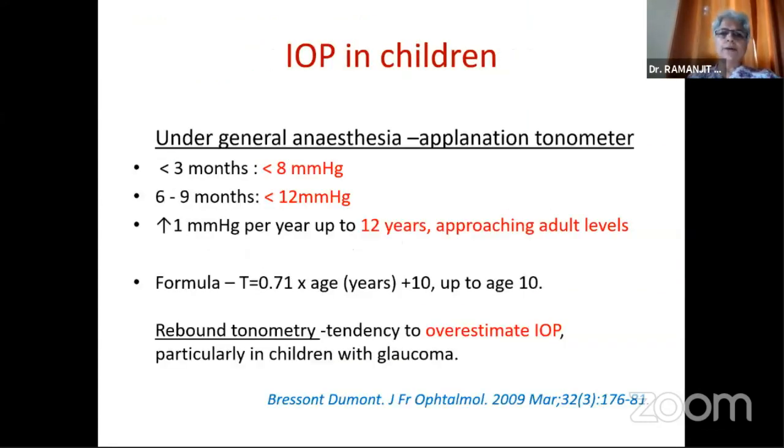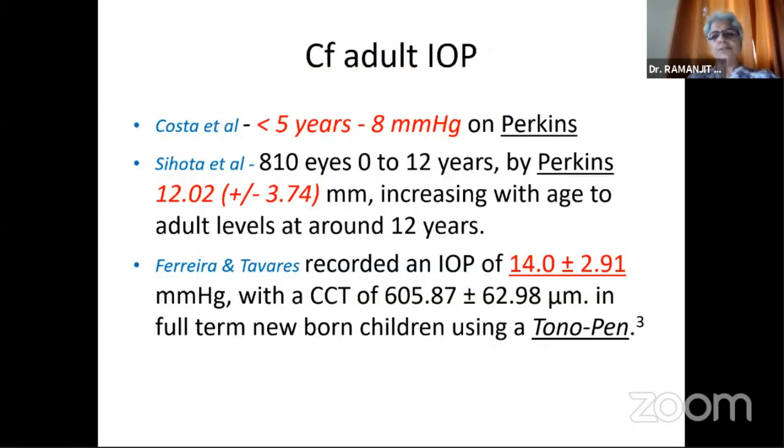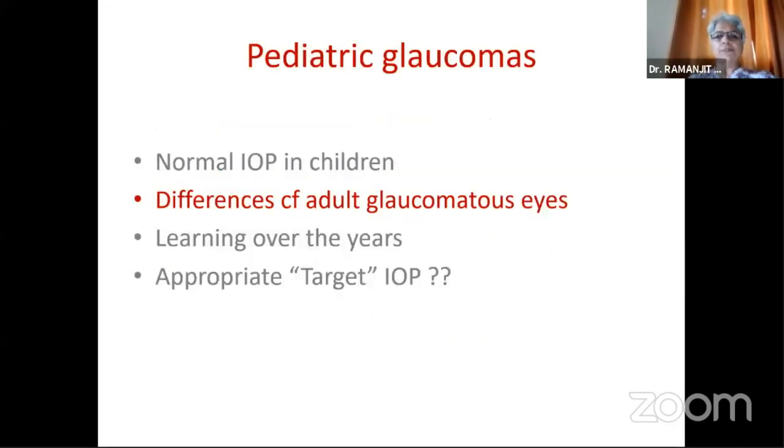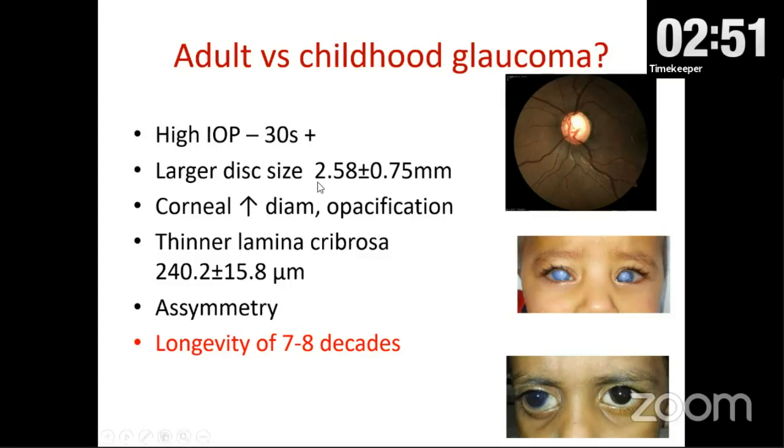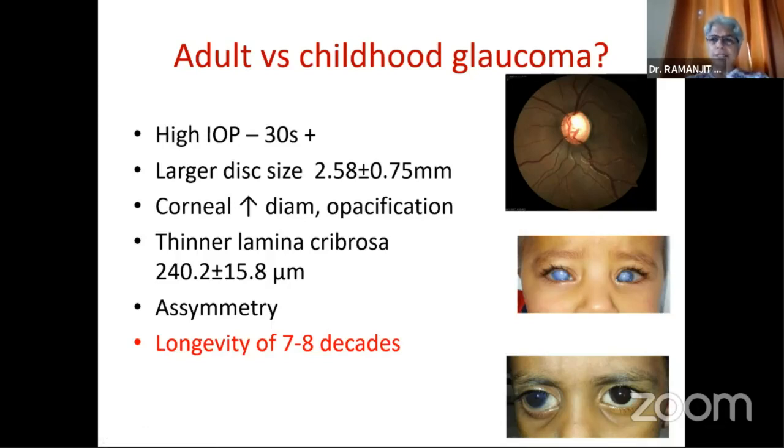So we've gone through the normal IOP, and I would just reiterate that it tends to be between 10 and 12 millimeters of mercury. There are many differences in children's eyes as compared to adult eyes. The IOPs that these children come to us with are 30 plus. They all have a very large disc size because of the stretching of the coats. They have corneal opacification, very large corneas, very thin lamina cribrosas. There's a huge asymmetry between the two eyes, which leads on to more visual problems once the intraocular pressure is controlled. And as I'm repeatedly saying, the longevity is what we have to take care of.